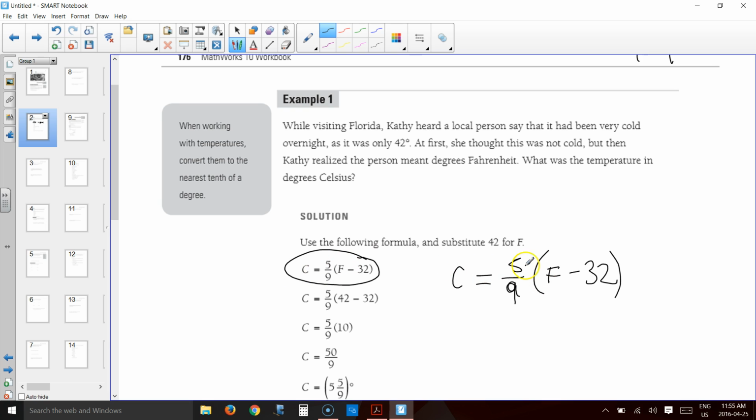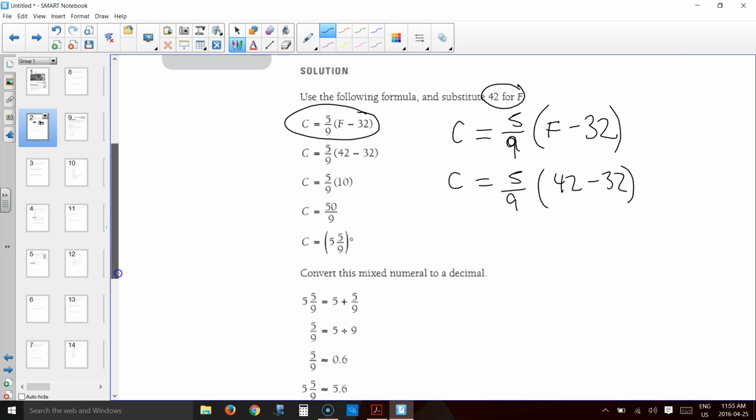And basically, you take a look at what they've given you. They've given you 42 for Fahrenheit. So we're going to parachute that in. That's going to go in right here. So let's rewrite the formula with the 42 inserted. C equals 5 over 9, bracket 42 minus 32. You guys can write these notes if you want to, or you can just listen.